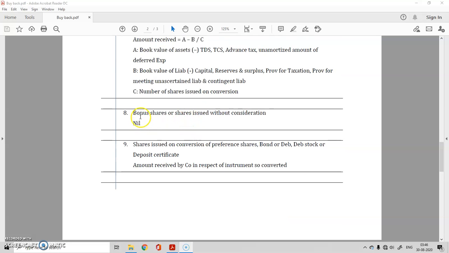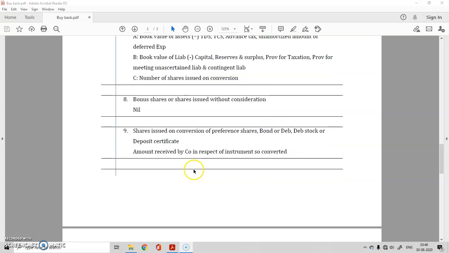In case of 8, bonus shares or shares issued without consideration. In such case, the issue price would be nil because it is bonus shares and it is issued without consideration. In case of 9th, shares issued on conversion of preference shares or bond or debenture stock or deposit certificate. The issue price would be amount received by the company in respect of the instrument so converted.